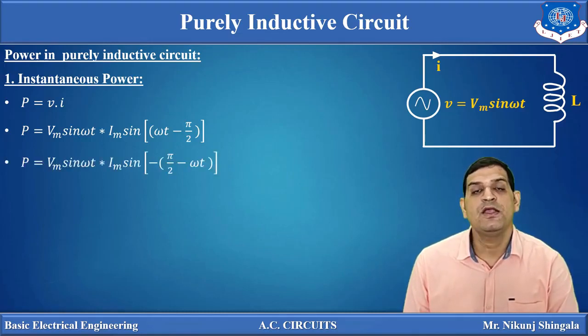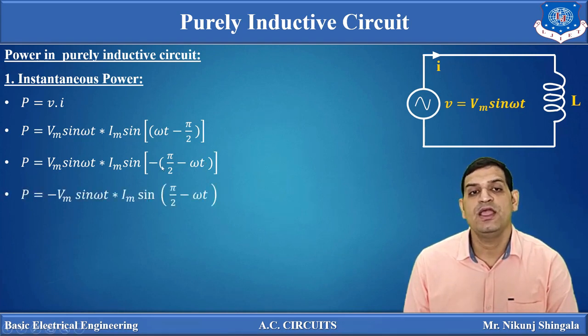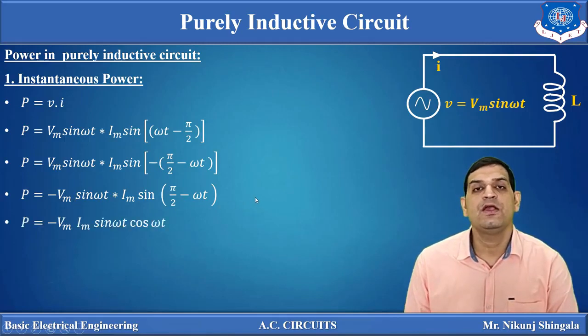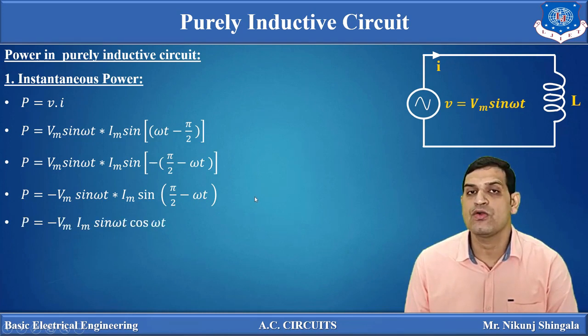Now p equals Vm sin omega t into, taking minus out of this term, Im sin(pi by 2 minus omega t). We know sine of minus theta is minus sin theta. So p equals minus Vm sin omega t into Im sin(pi by 2 minus omega t). So p equals minus Vm Im sin omega t into cos omega t.